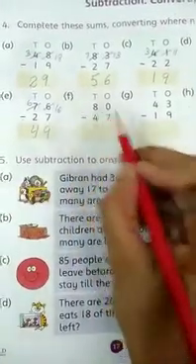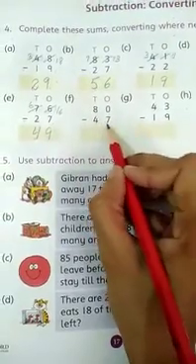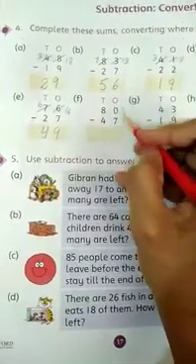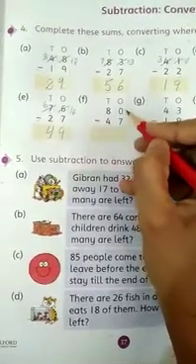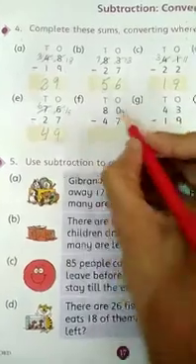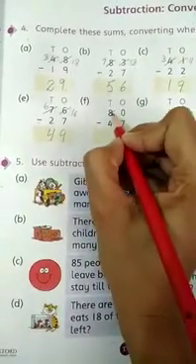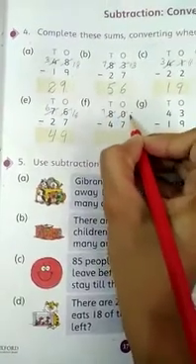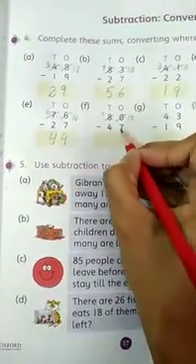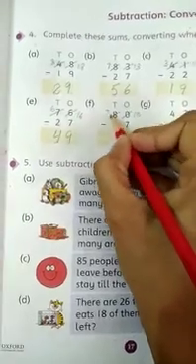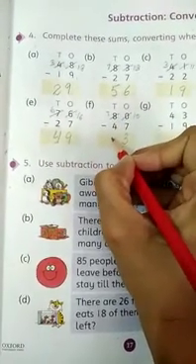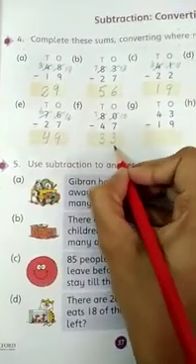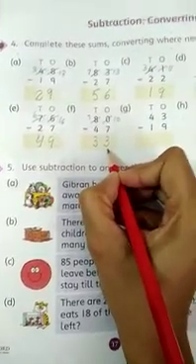On question number F, 80 minus 47. So let us subtract 1's column first. So we cannot subtract 7 ones from 0 ones. So we can borrow 1 from 10's column. So when we borrow, 8 becomes 7 and 0 becomes 10. So 10 minus 7 is equal to 3 and 7 minus 4 is equal to 3. So now we have 3 tens and 3 ones is equal to 33.